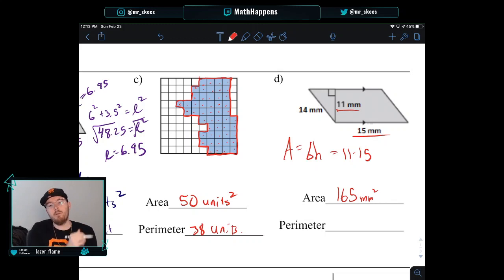And then the perimeter means to add up all of the edges, just as we have been. So if this one's 15, then that one's 15. If that one's 14, then, well, that one's 14. So 15 plus 15 plus 14 plus 14 is 58 millimeters.